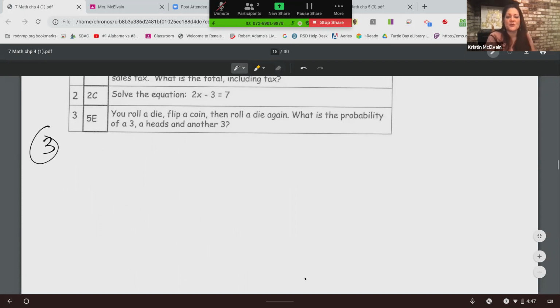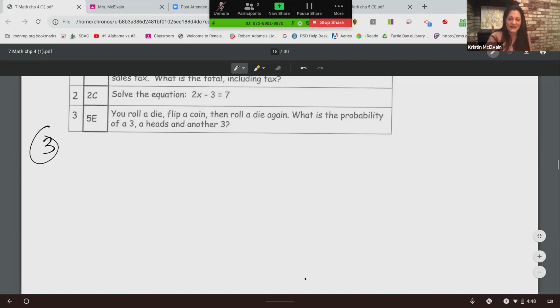Number 3 says you roll a die, flip a coin, and then roll the die again. What is the probability of a 3, a heads, and another 3? So apparently you're in quarantine like me, and you're so bored with the isolation that you are rolling dice and flipping coins, huh? All right, so first of all, 6 sides on a die.